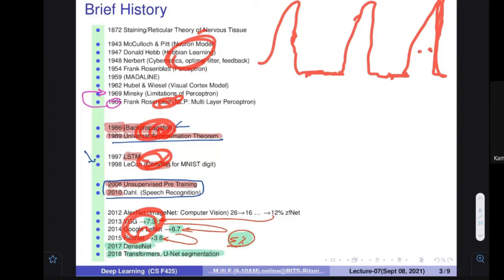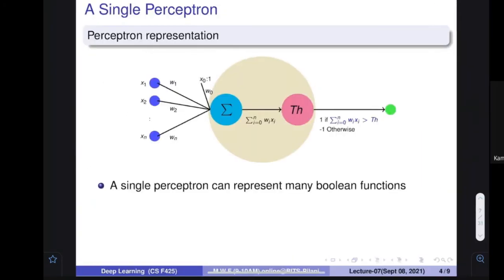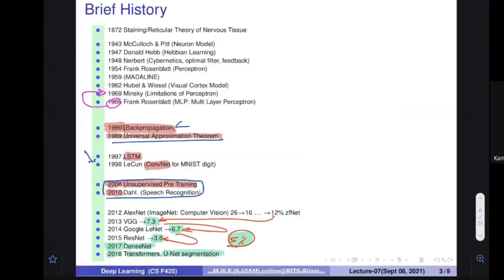I don't know when this dip would come, maybe it would not come this time, because now things are being delivered by deep learning. So this dip may not come. Maybe we can take a flight at this particular time. So we are studying this course at the right time. Any questions? Hope you understand. Very interesting story.